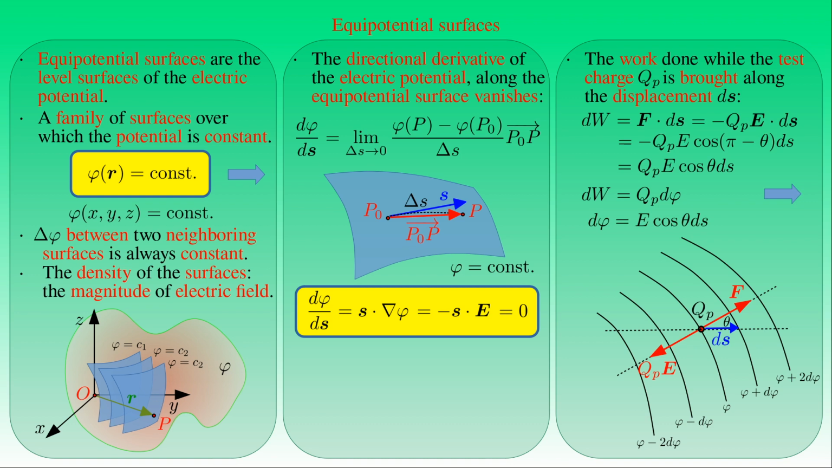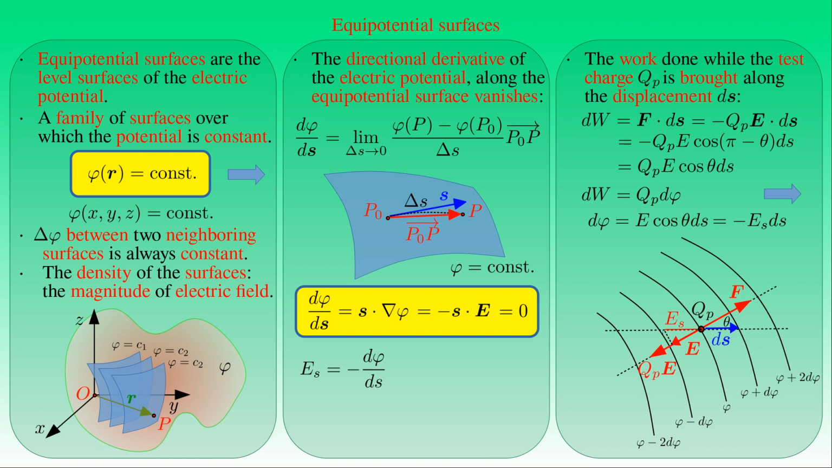Here the magnitude of E times cosine theta is equal to minus the projection ES of the electric field strength in the direction of the displacement vector ds. Then the differential of the potential phi is given by minus the projection ES of the electric field strength in the direction of the displacement, times the length of the infinitesimal displacement ds. Since the latter is the differential of the arc length S measured along the displacement, we can formally divide the equation by ds and write the projection ES of the electric field strength as minus the derivative of the potential phi with respect to the arc length S.